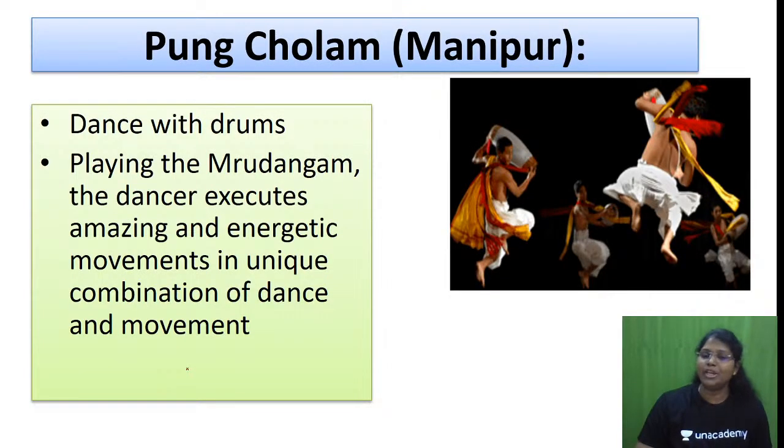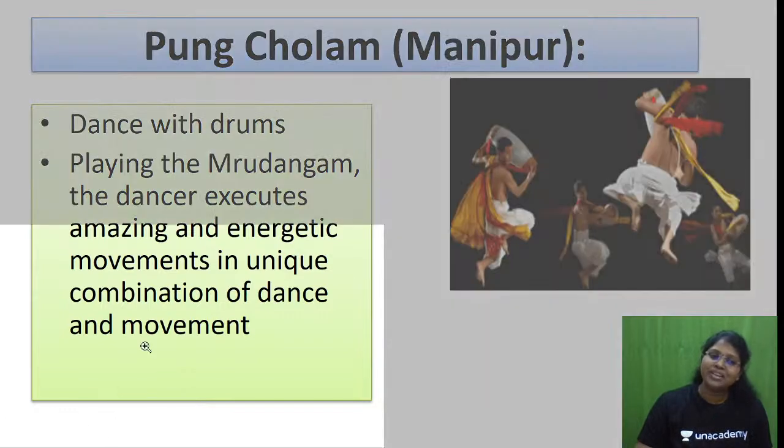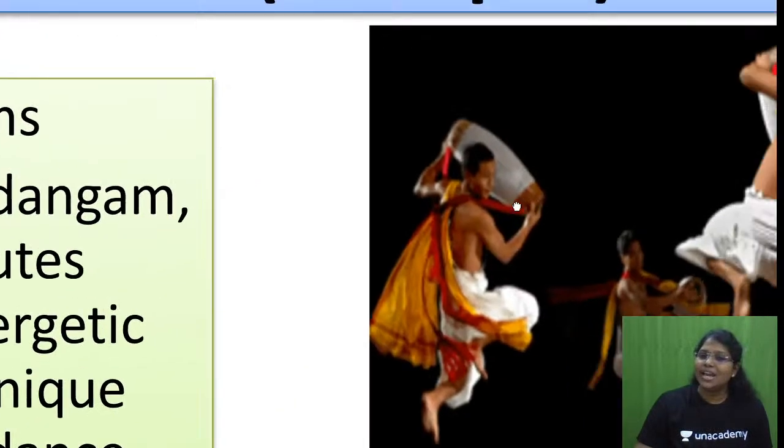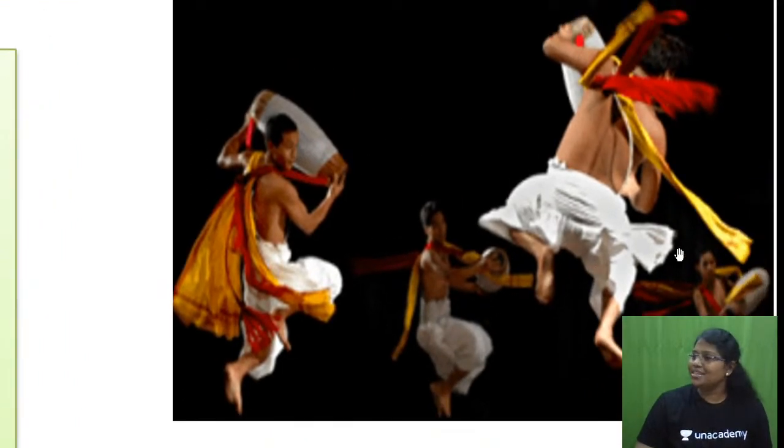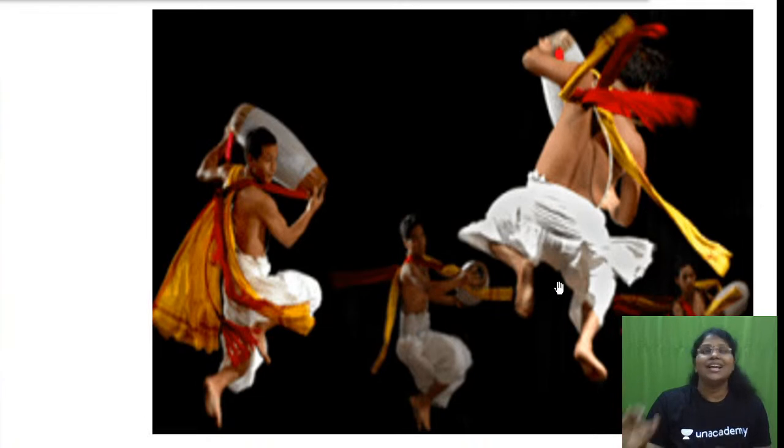Cholam, again Manipur. Oh my god, see, can you see this? Let me give some time. I think they are not dancing on the floor, they are dancing on air. Did you notice this, ma'am? How difficult. See, all of them are jumping. It is like acrobatics, isn't it? Dancing on the air.